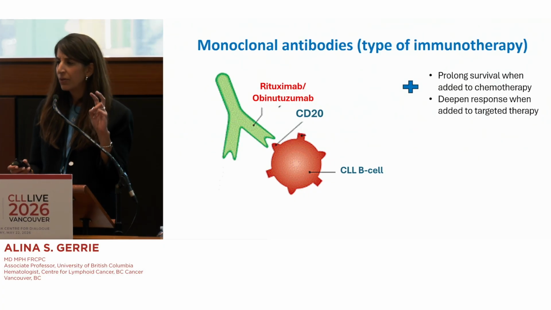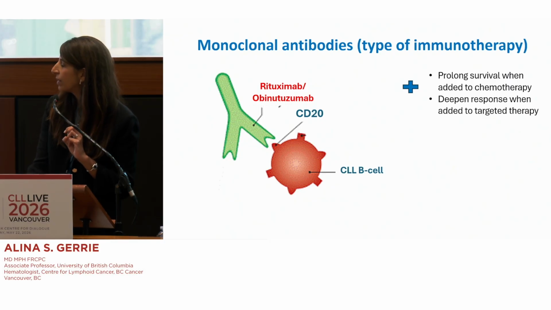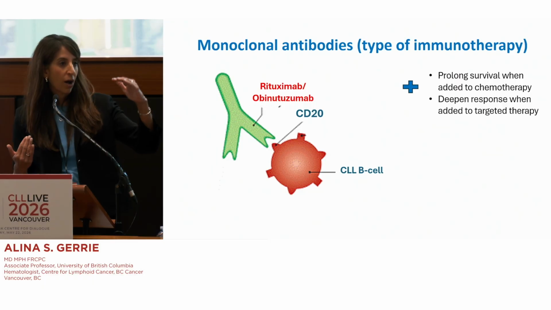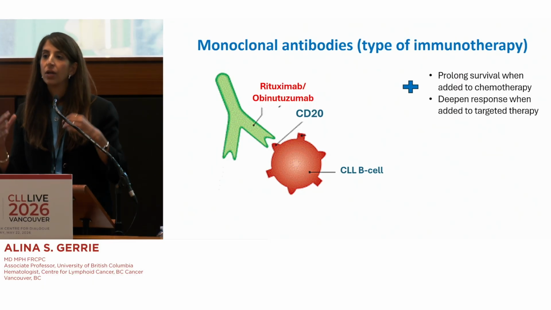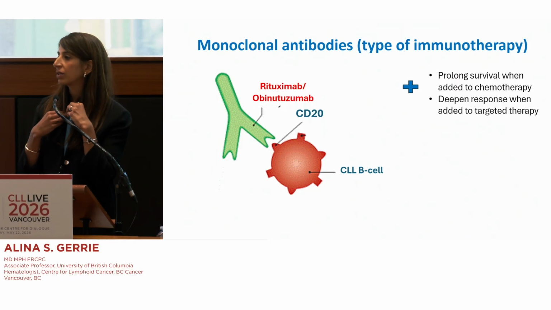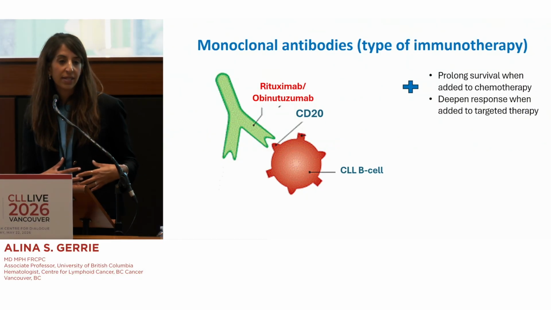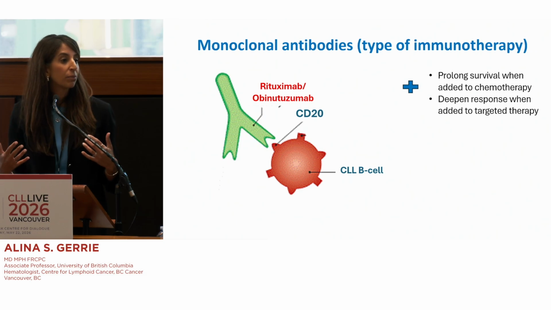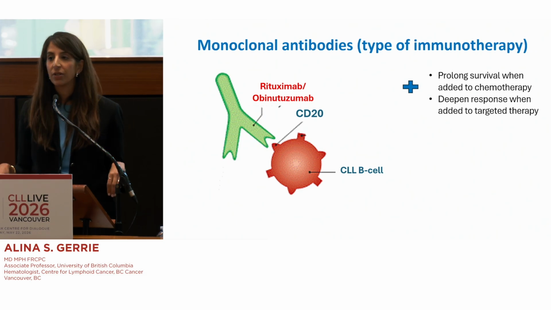When I say deepen response, what that means is that when somebody gets treated, we look for a response. Usually that means a drop in their white blood cell count, their lymphocyte count, decrease in their lymph nodes, decrease in the size of the spleen. And we aim for something called a complete remission, which is sort of complete disappearance of all these things.